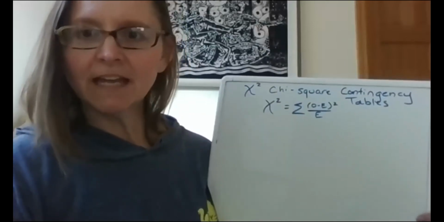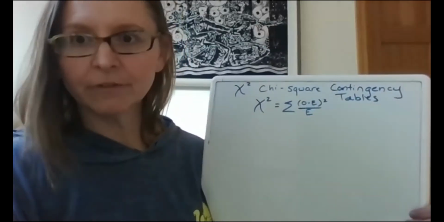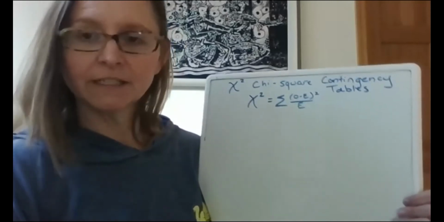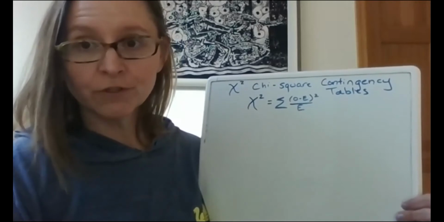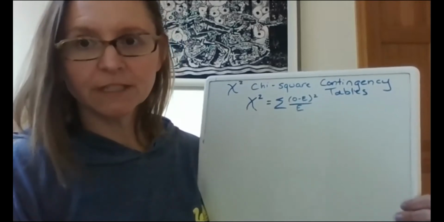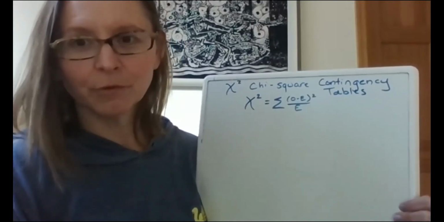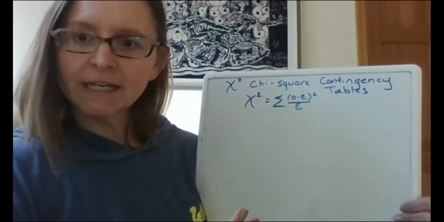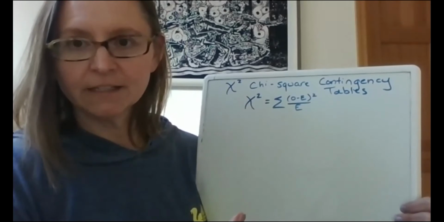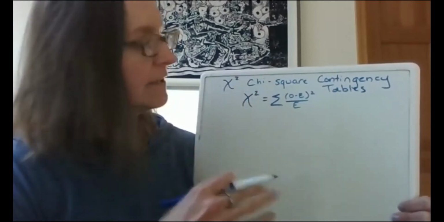Hi, today I'm going to talk about a type of chi-square test called a contingency table. Sometimes this is also referred to as the chi-square test of homogeneity of proportions. In a different video, I went over a chi-square test called a goodness of fit test. And this test is very similar.